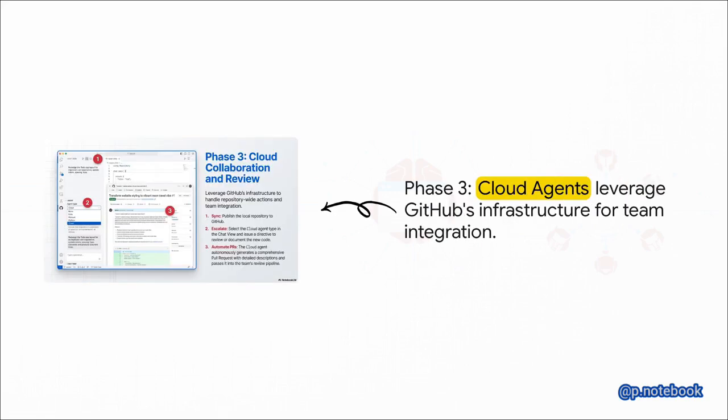And for the grand finale, you bring in the closer, the cloud agent. Once you sync your changes up to GitHub, you can give a command to the cloud agent. It uses the entire context of your repository to automatically generate a beautiful, comprehensive pull request, complete with detailed descriptions. It's all ready for your team to just review and approve.